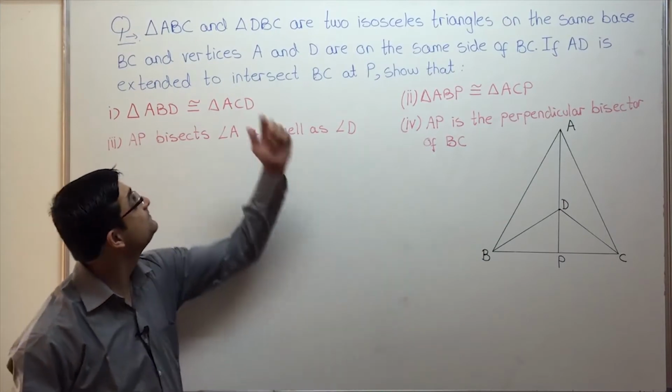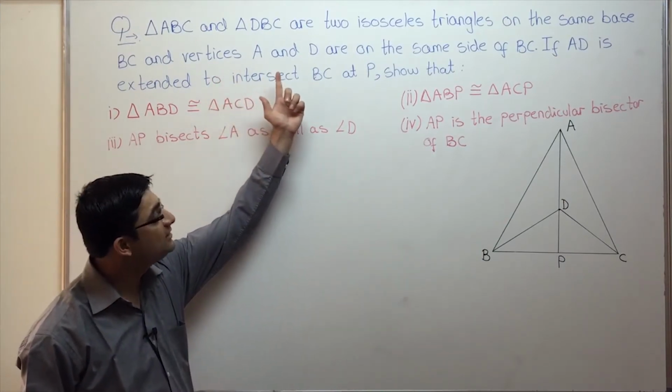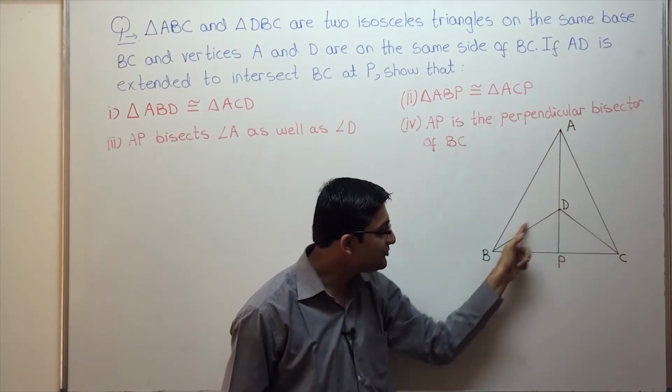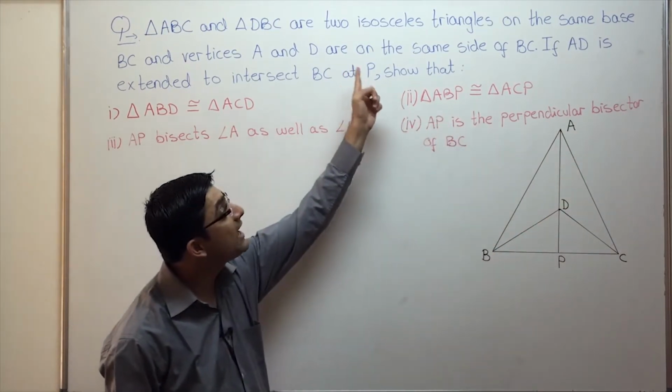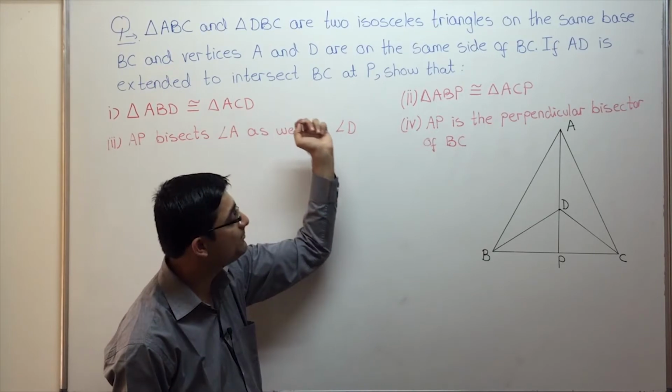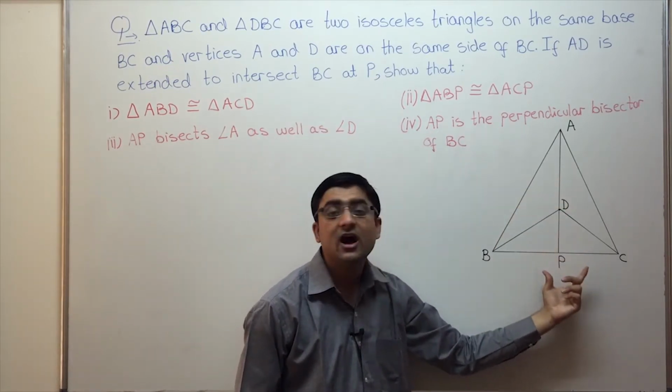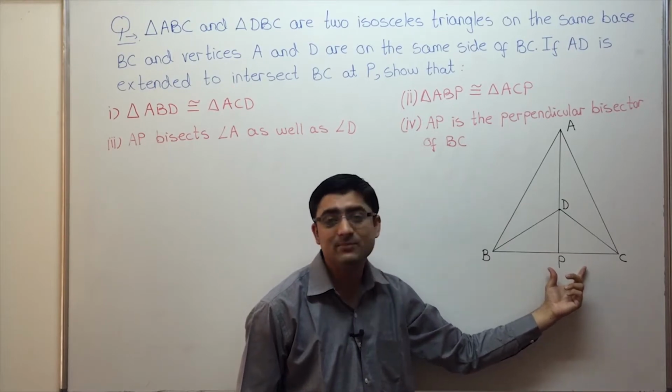So let's read the question. Triangle ABC and triangle DBC. So the big one over here is triangle ABC, and triangle DBC are two isosceles triangles on the same base BC. So here, triangle ABC and triangle DBC are two isosceles triangles on the same base BC.